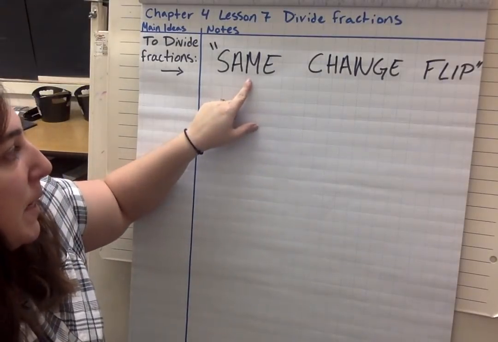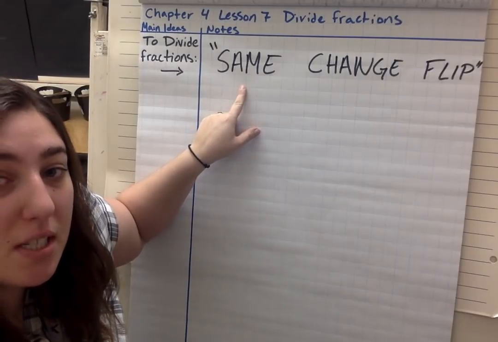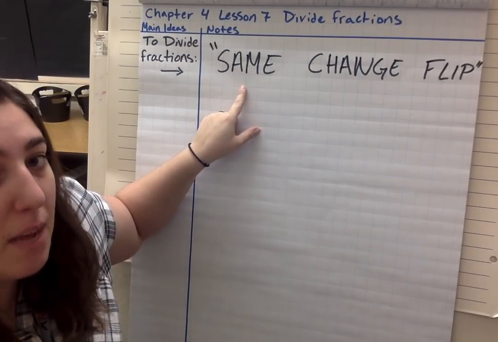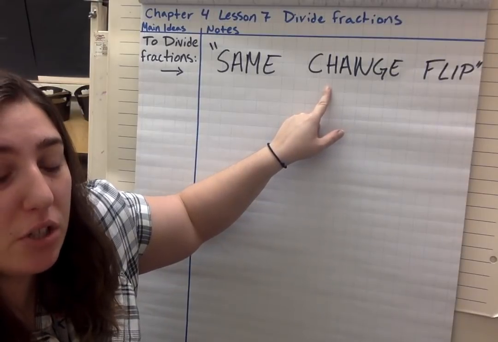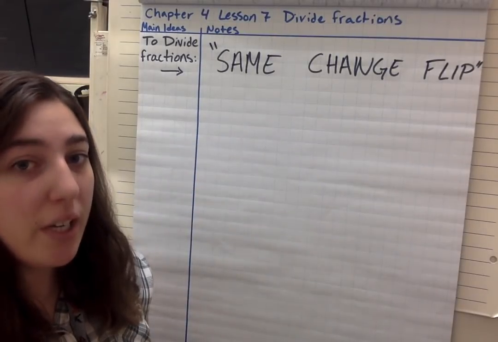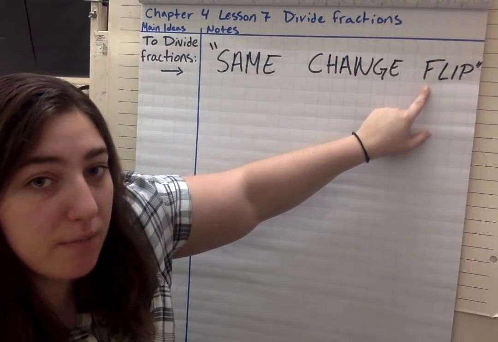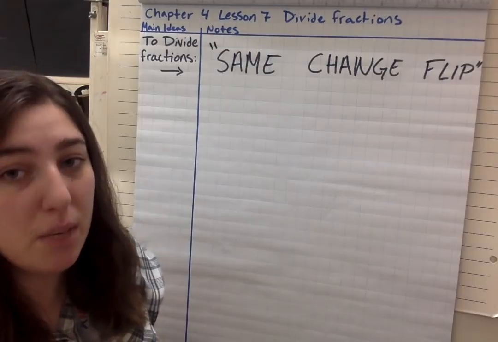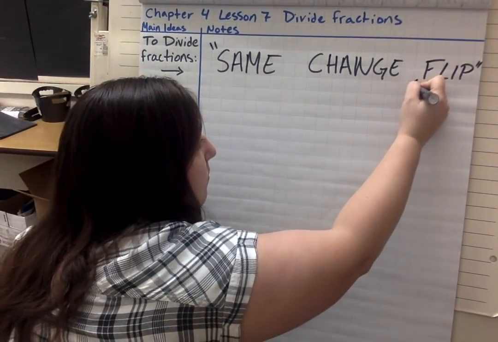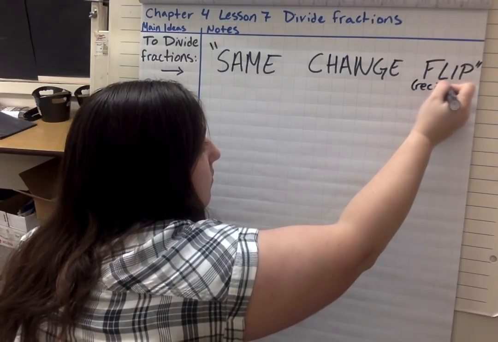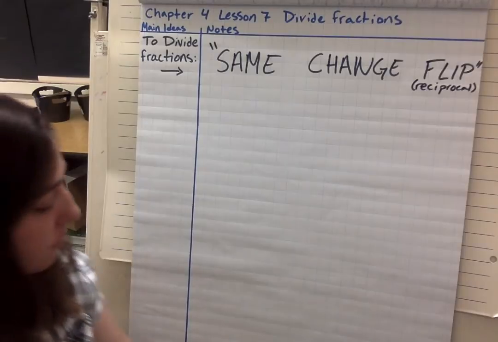So what this means is we're going to keep one of our fractions the same. The first fraction is going to stay the same. We're going to change the division sign to a multiplication sign, which again we did in Lesson 6, and then we're going to flip the second fraction. So we're finding the reciprocal of the fraction. So I'm going to write that in parentheses. Okay.